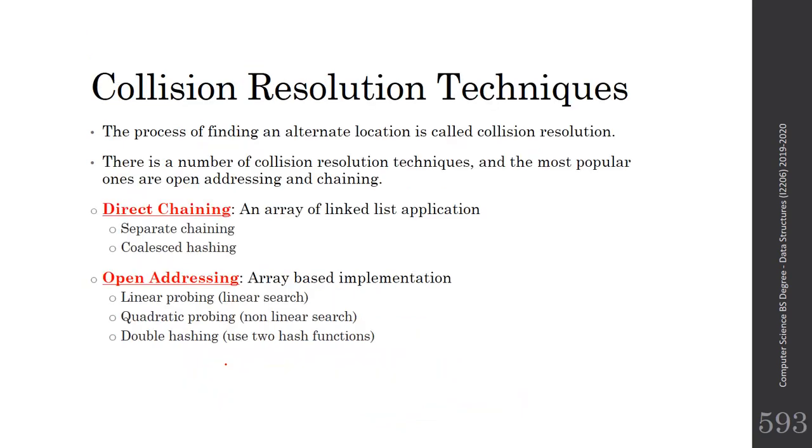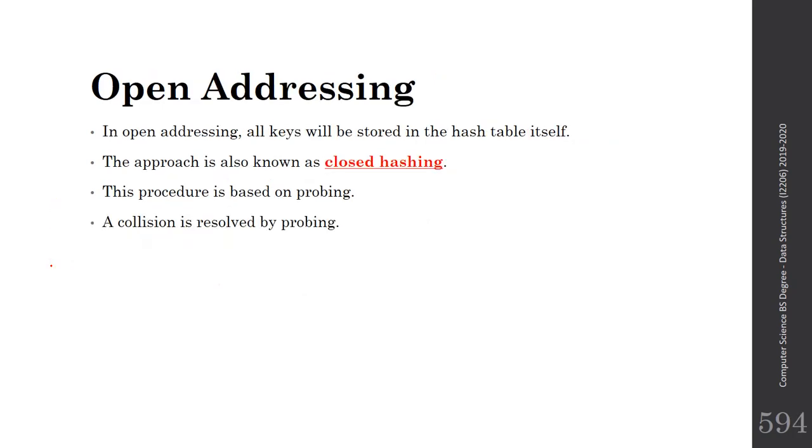So we have covered some examples. Let's come back, because we need to implement, manipulate and see how we can resolve collisions. We'll start with open addressing because it's easier than the direct chaining one. In open addressing, all the hashing elements should be stored in the same table, and it's called closed hashing because we are not using any auxiliary data structure.